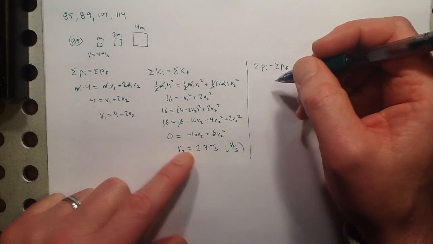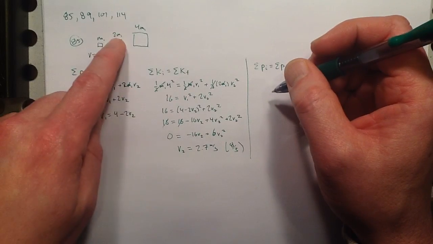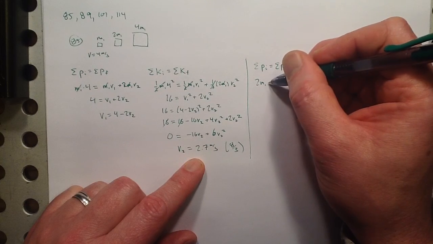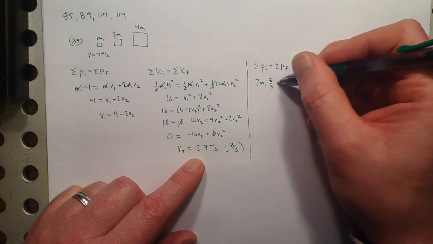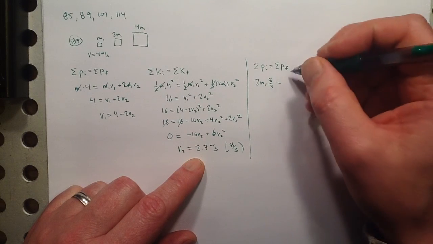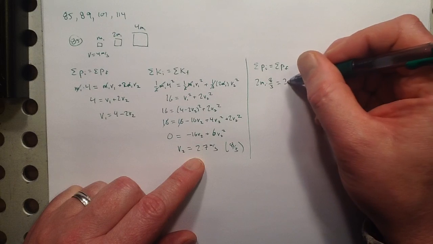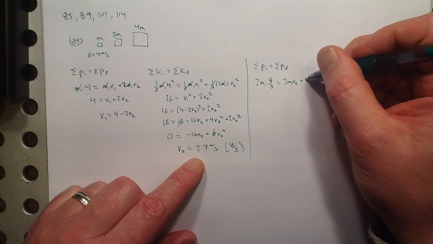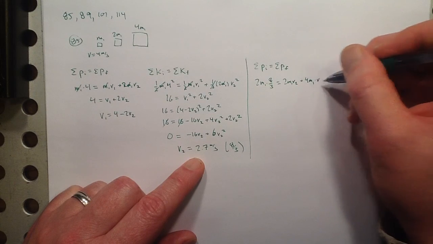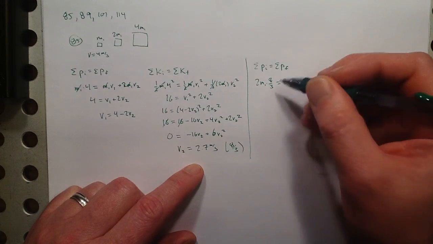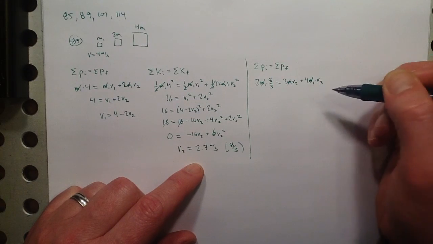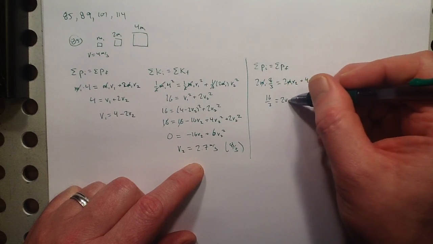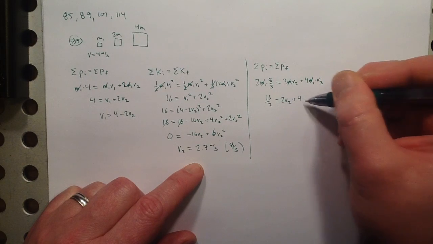Momentum before this collision. I'm ignoring the first block now. This is the collision of this block and this block. So I have 2m1 times its velocity of 8/3. We'll try it with the exact values and see how that goes. And then afterwards, I have 2m1 times the velocity of block 2 plus 4m1 times the velocity of block 3. And the m1s cancel out, and I get 16/3 is equal to 2v2 plus 4v3.